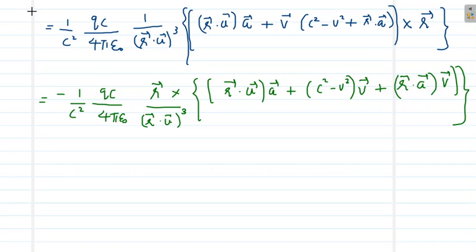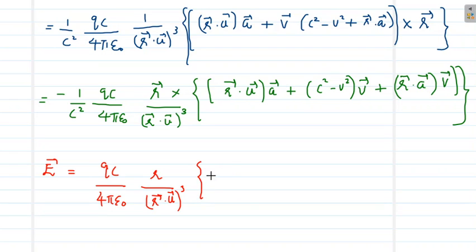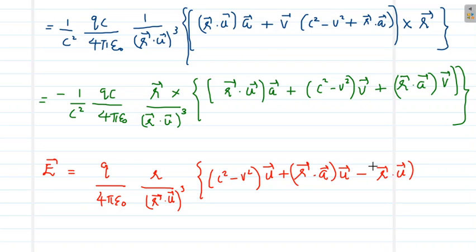So if you compare this equation with the equation of the electric field of a moving point charge, which was obtained as E bar is equal to q by 4 pi epsilon 0 into r divided by (r bar dot u bar) the whole cube, into (c square minus v square) into u bar plus (r bar dot a bar) into u bar minus (r bar dot u bar) into a bar. So this was the equation of electric field.